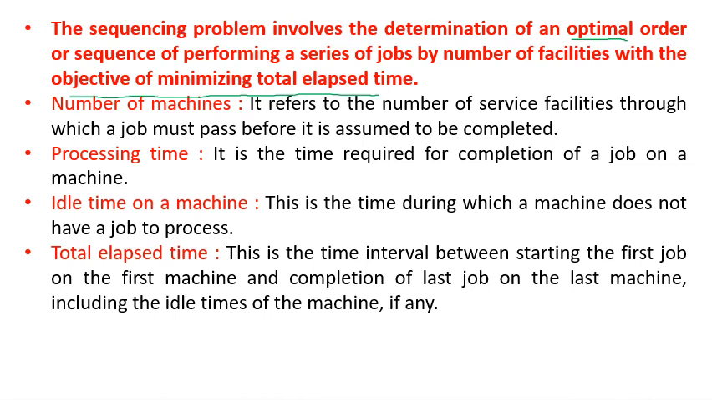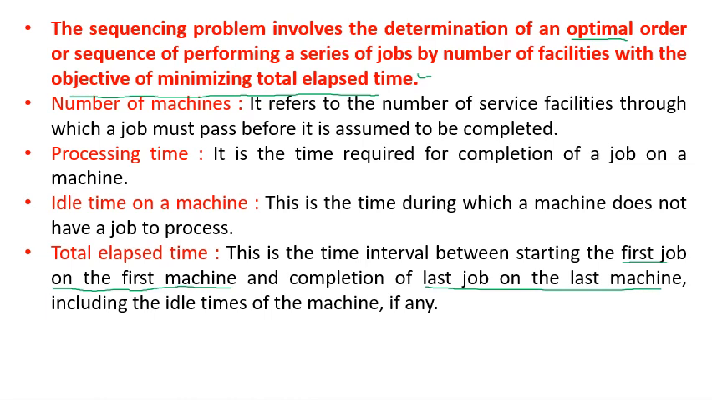Now, what is total elapsed time? We have mentioned here total elapsed time. What is that total elapsed time? This total elapsed time is the time interval between starting the first job on the first machine. Please keep this in mind. It is the time interval between starting the first job on the first machine of the series and completion of the last job on the last machine.